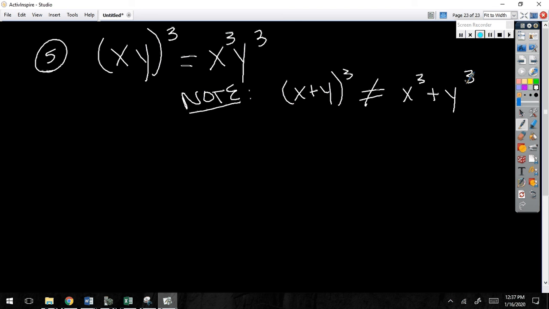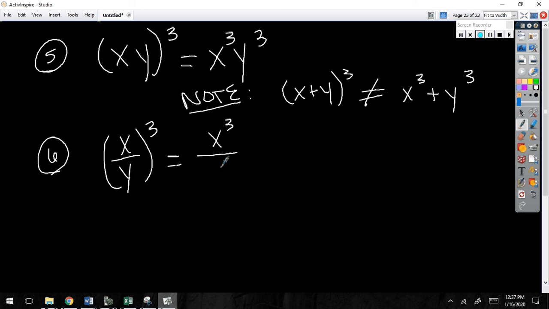Two more. How about if I'm dividing? You give it to the top and bottom. That's exactly right. Is anybody confused or overwhelmed right now? Everybody okay? Do you remember this from Algebra 2? Okay.